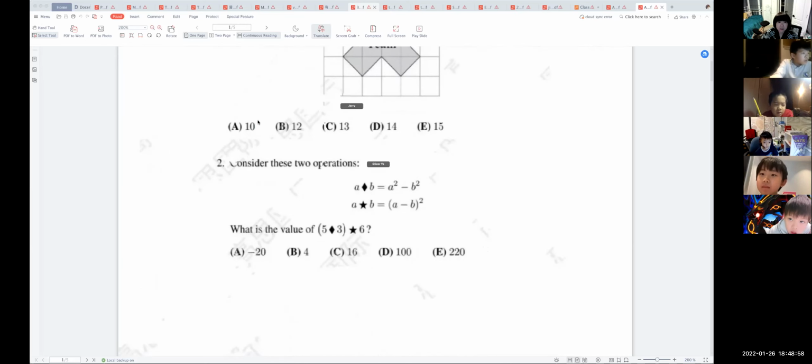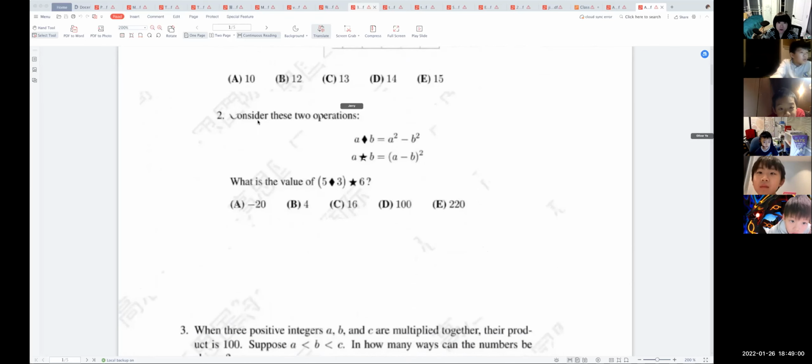Okay, so let's take a look at number 2. Consider these two options. These kinds of operations questions, we have actually learned so many times, right? Everybody in this class should know how to do this one. A symbol B equals A squared minus B squared. A star B equals A minus B squared.